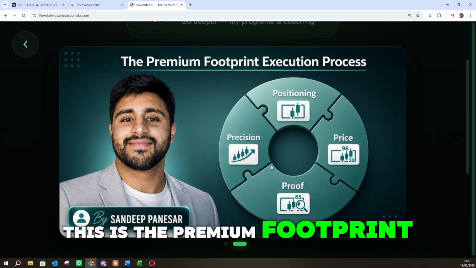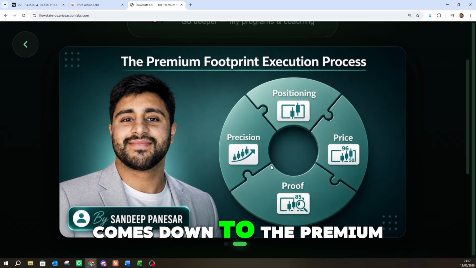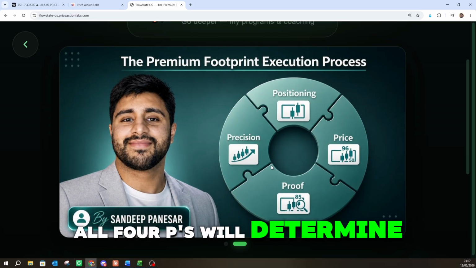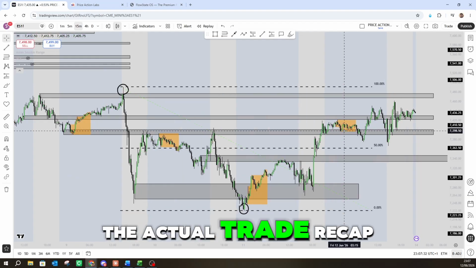This is the premium footprint execution process. And every single trade I take comes down to the premium footprint execution process. All 4 P's will determine your success, okay? So let's dive into the actual trade recap.